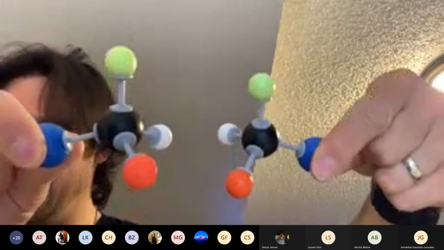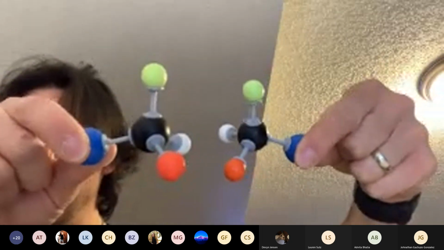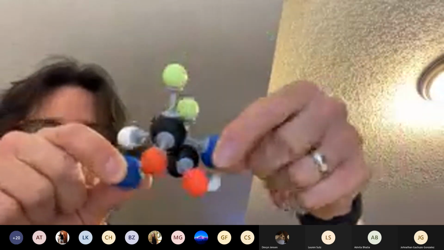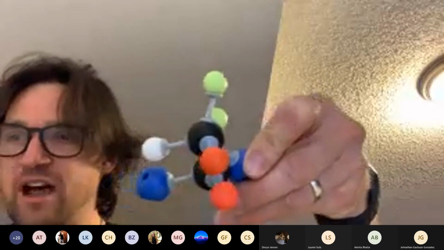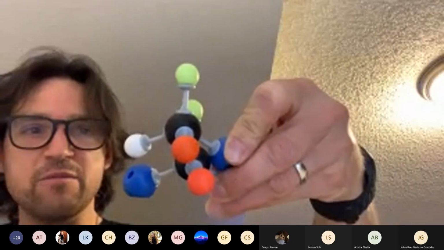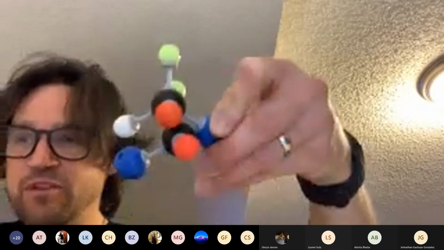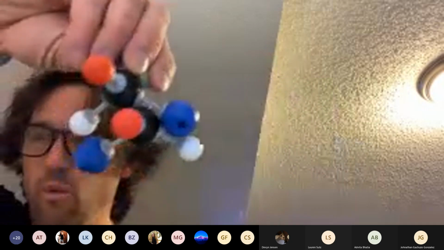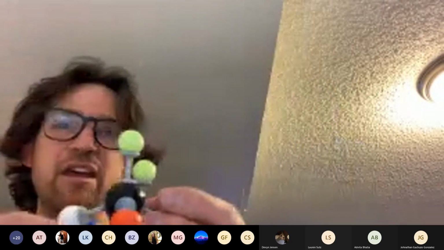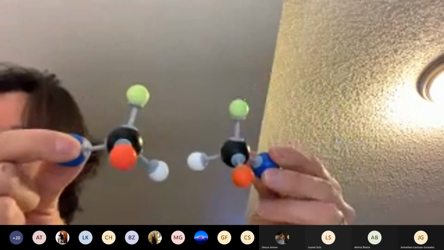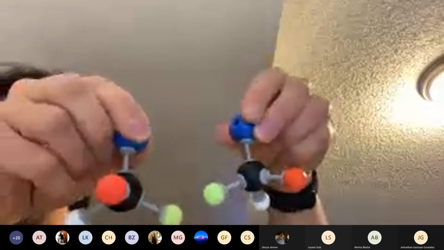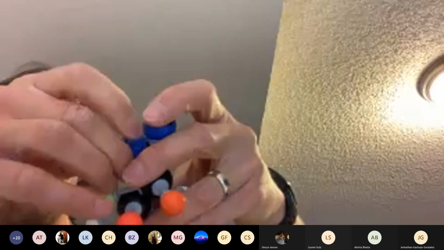There, that's better. Okay, you can see that these are mirror images of each other. However, they are not superimposable. They'll always line up with two of the atoms lining up, okay? But you can see that the blue and the white do not line up. And if you're thinking, oh, Mr. Dion, you're just not holding them in the right way, you need to orient them in a different way, and then they're going to overlap. Well, the answer is no, they won't, okay?